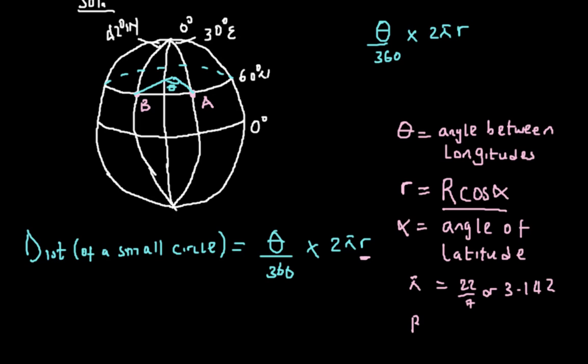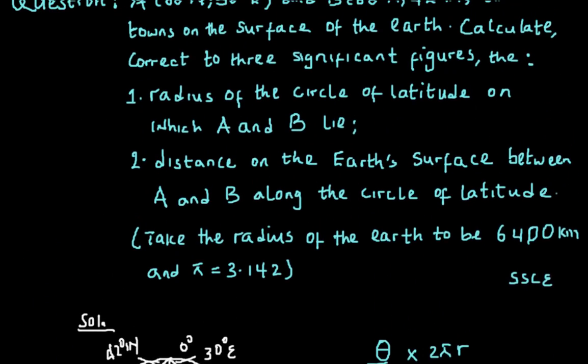Don't forget, capital R is 6,370 kilometers if you are not given. Does this make sense? Now, can we actually solve the question above using all that I've taught you? So let's go to the question.